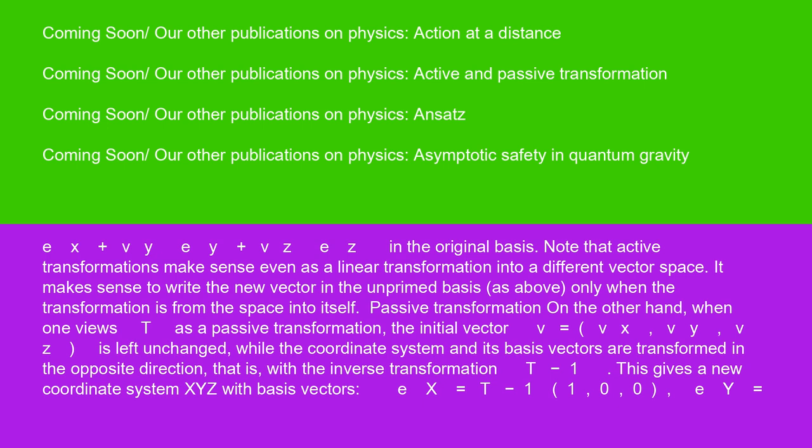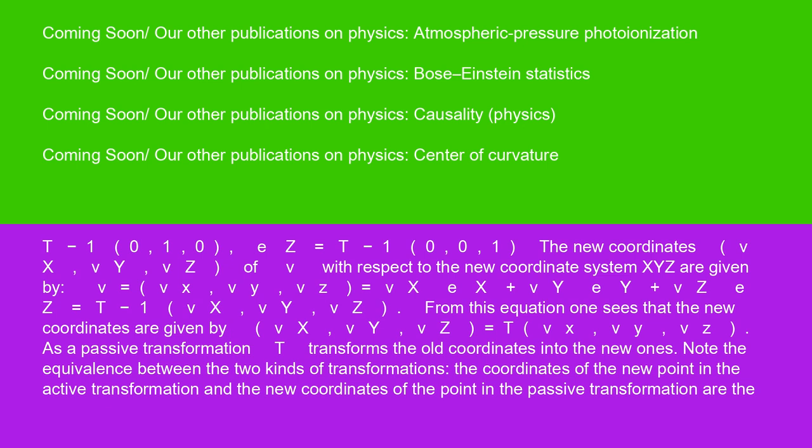Passive transformation, on the other hand: when one views T as a passive transformation, the initial vector v = (vx, vy, vz) is left unchanged, while the coordinate system and its basis vectors are transformed in the opposite direction, that is, with the inverse transformation T^-1. This gives a new coordinate system x'y'z' with basis vectors e'x = T^-1(1, 0, 0), e'y = T^-1(0, 1, 0), e'z = T^-1(0, 0, 1).